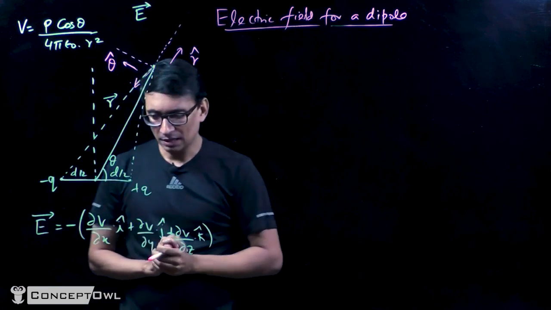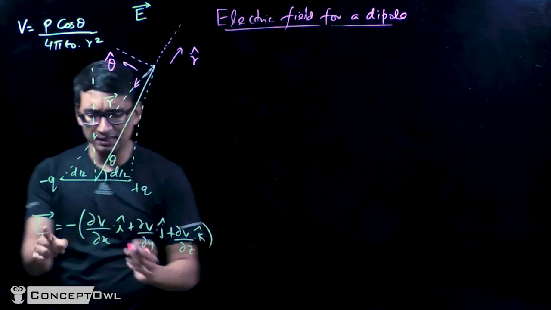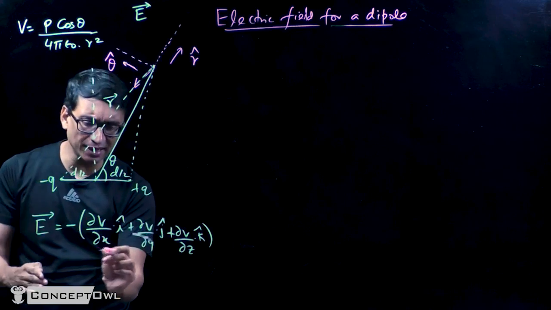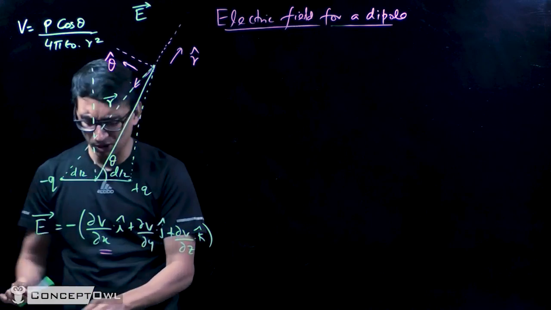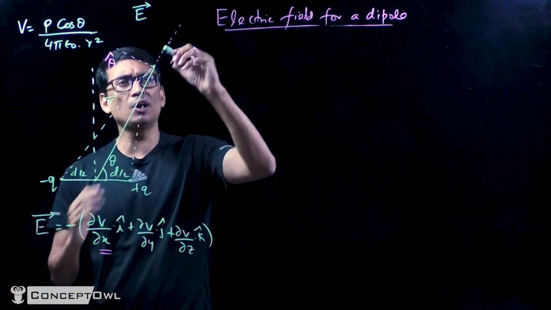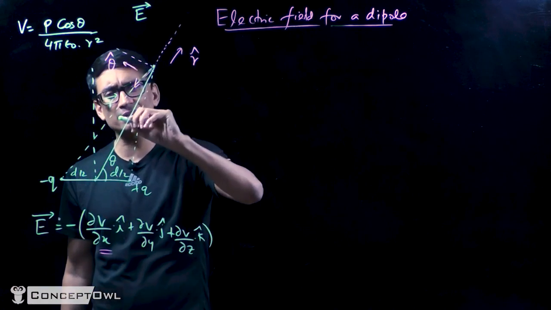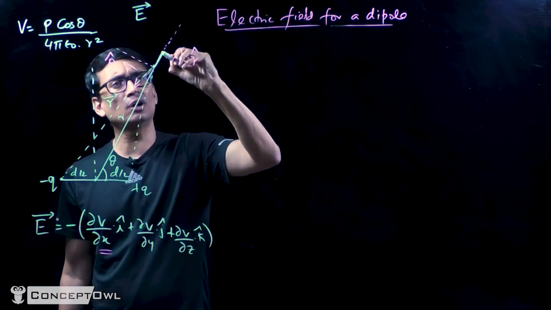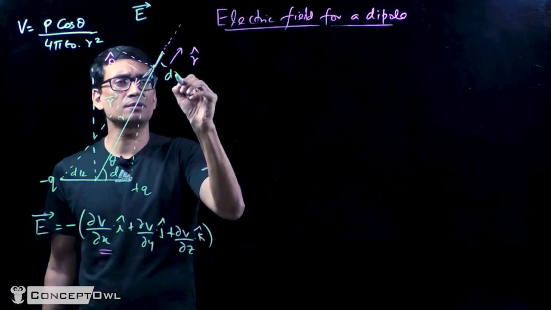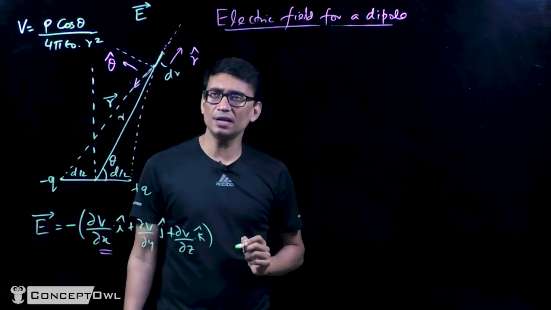Okay. Now we said that if I take any axis, let's say the X axis, then my E is minus dV by dx. So now I'll use the same logic here. Let us say I cause a small displacement. This length is R, I take a small displacement here, and call it dr.